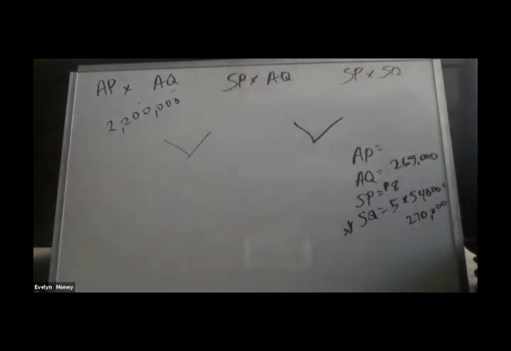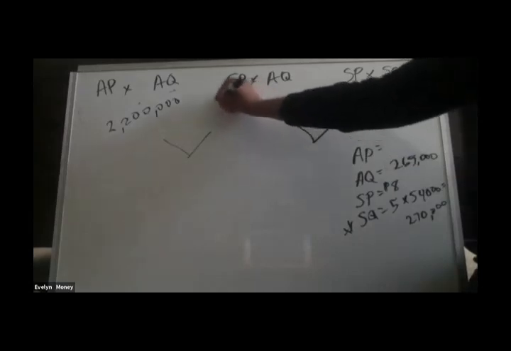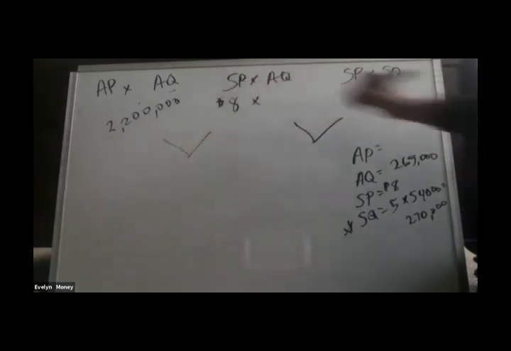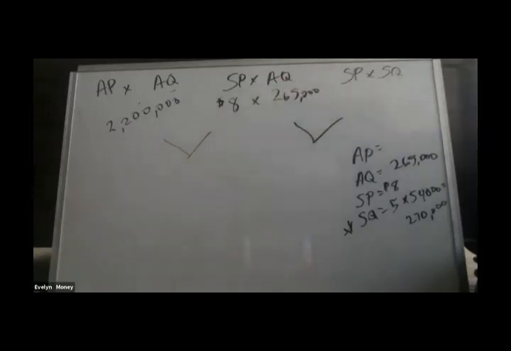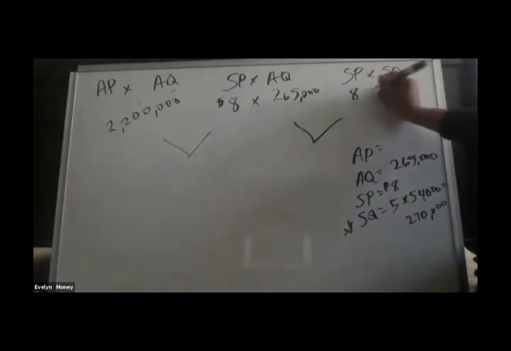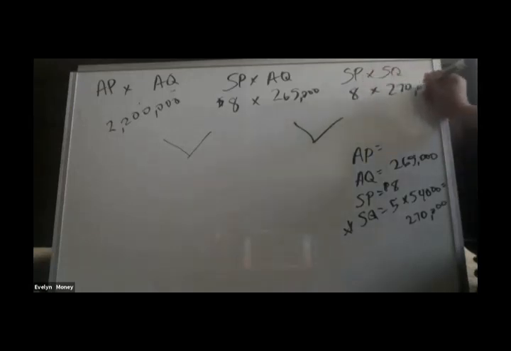Now, let's fill in our table. I have my 2.2 million here. I'm going to take my standard price of 8, and I'm going to multiply it times my actual quantity of 265. Now, I'm going to take that standard price of 8 again and multiply it times the standard quantity of 270. Now, you might be wondering, why is she using the same hours or the same numbers as direct labor? Because variable overhead is based on direct labor hours. So that's why I'm using the same numbers for direct labor hours when it comes to actual quantity and standard quantity. Now, let's multiply all this stuff out.